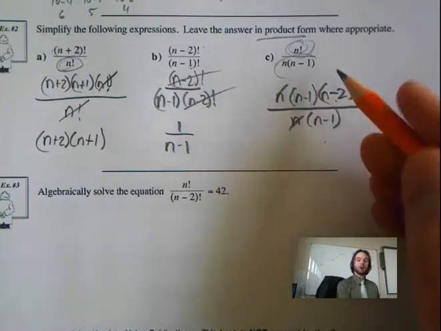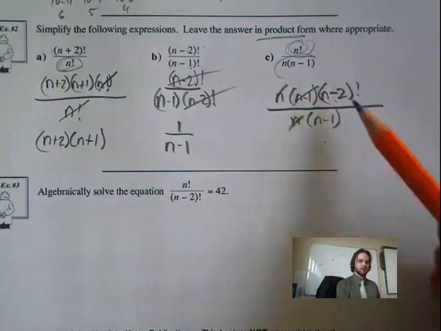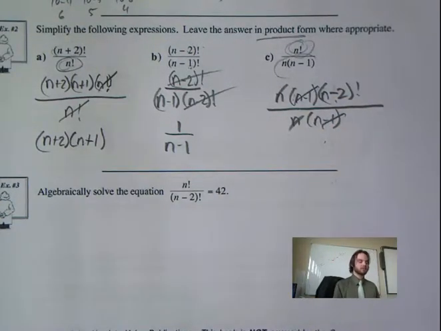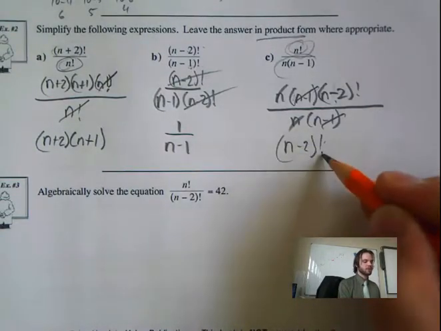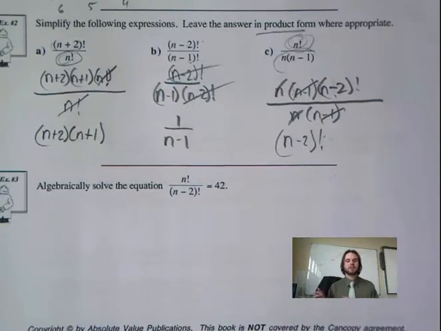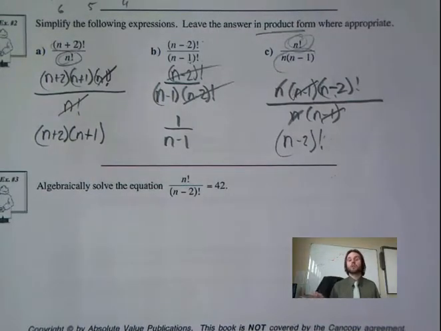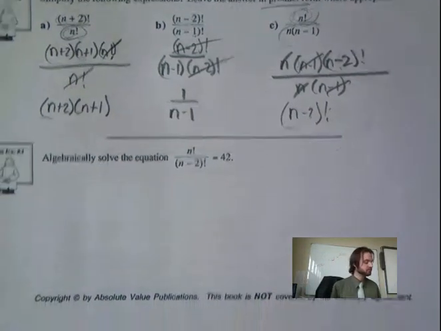This and this will cancel off. Right? Now this and this here will cancel off. So I'm just going to be left with n subtract 2 factorial. Can't really put that as separate products, because it could go on forever. We don't know how big n is.